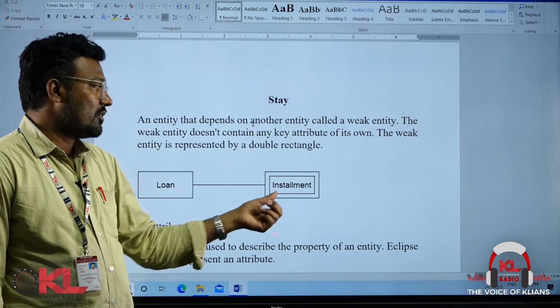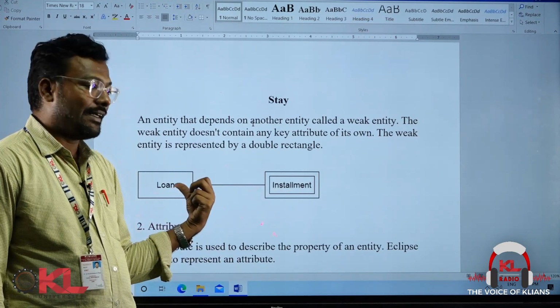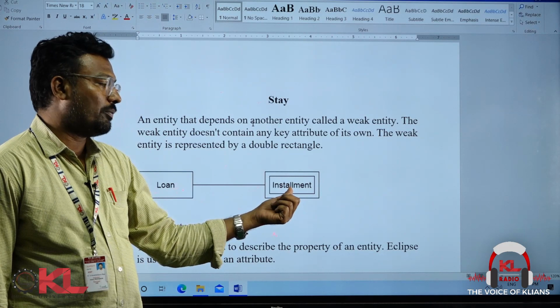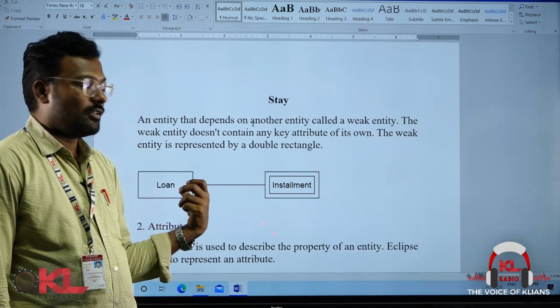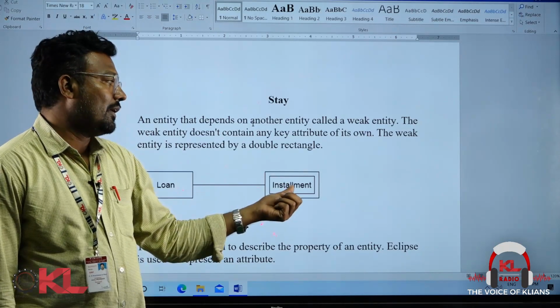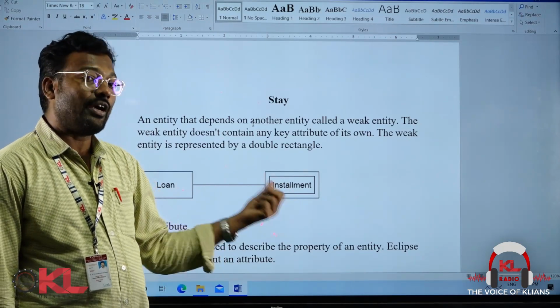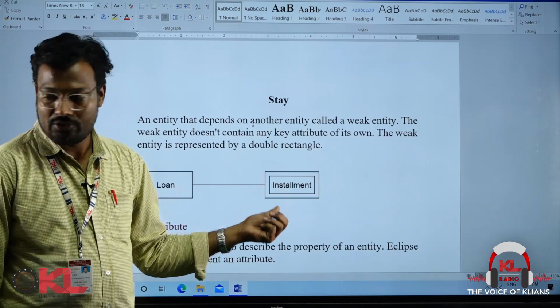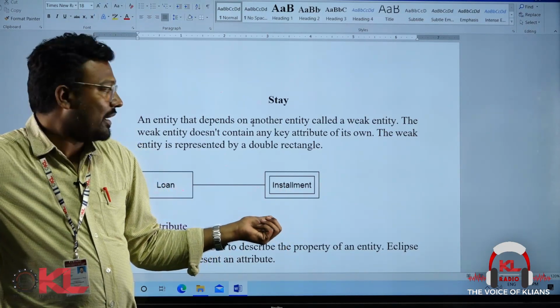Here in this case, it is identified by this entity, and it does not have a primary key, and loan has a primary key. So, the entity which has a primary key is called a strong entity, and the entity which does not have a primary key and is dependent on another entity is called a weak entity. In that way weak entity is clarified.